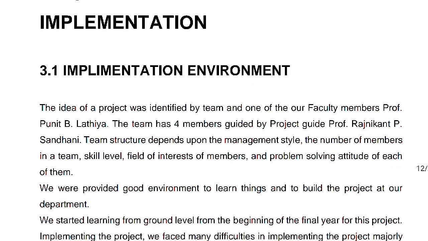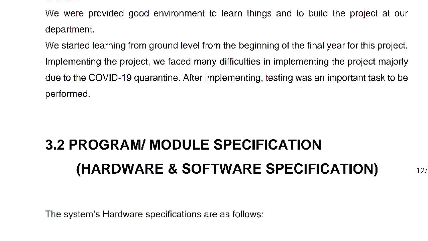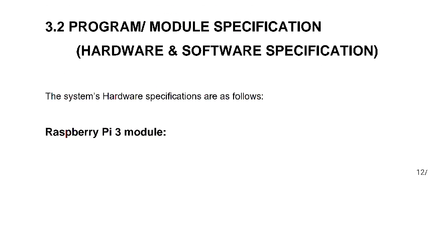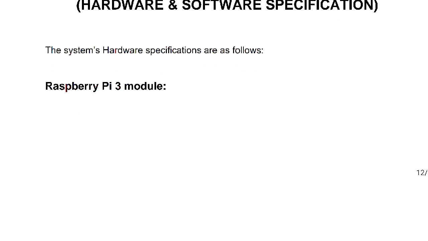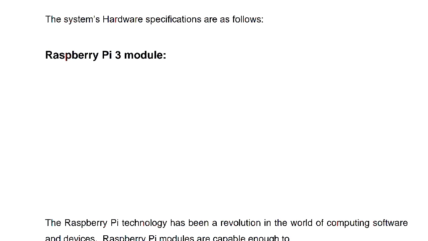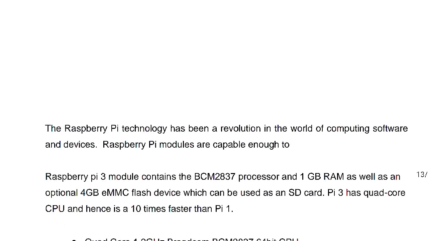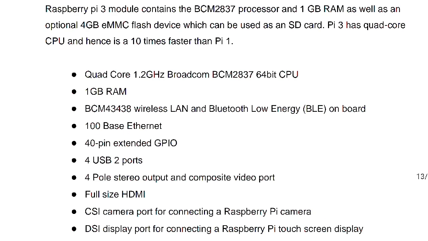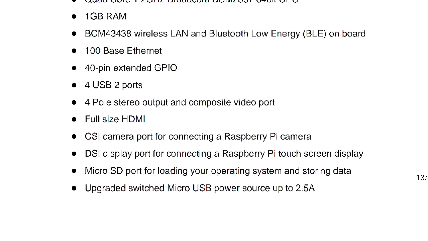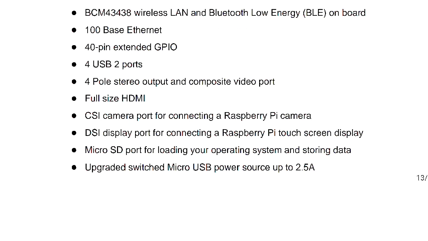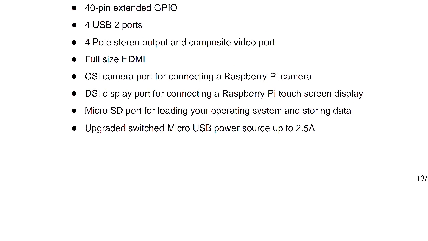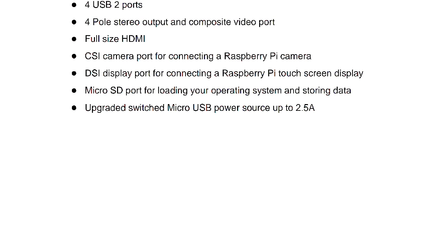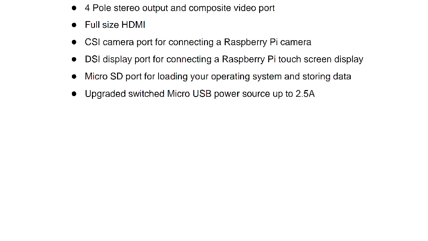Now further I will continue with the implementation part, in which first of all come the hardware specifications, where we have displayed all the hardware components we are going to use. The first is the Raspberry Pi module. Here we are using the Raspberry Pi 3 module. It contains a quad-core processor with 1 GB RAM, Ethernet facilities, GPIO pins, USB and HDMI ports, and a camera port and display port are also there. A micro SD card is used for storing the Raspbian operating system.